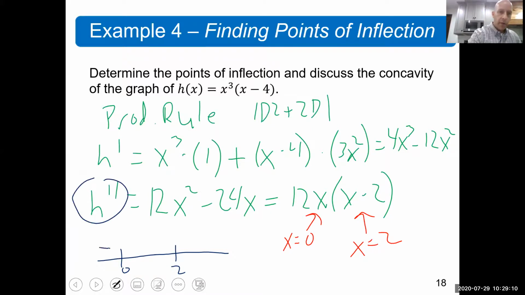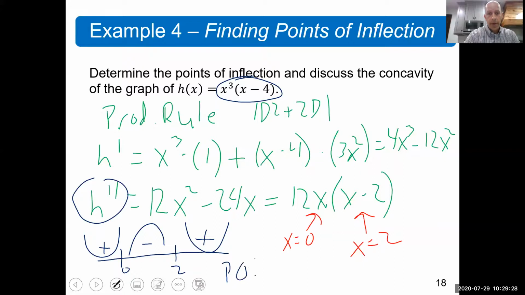It turns out that this one's positive, so that means it's concave up. This one's negative, it's concave down. This one's positive, it's concave up. This function is continuous, so it's going to have a POI at both places because we can clearly see that the concavity has changed. So we're going to have POIs at x equals 0 and x equals 2. And we can see that it's concave up from negative infinity to 0 and from 2 to infinity. And then in between it's concave down.